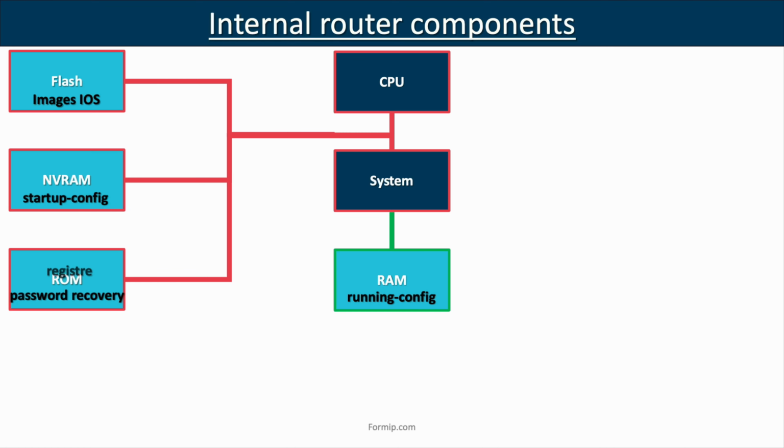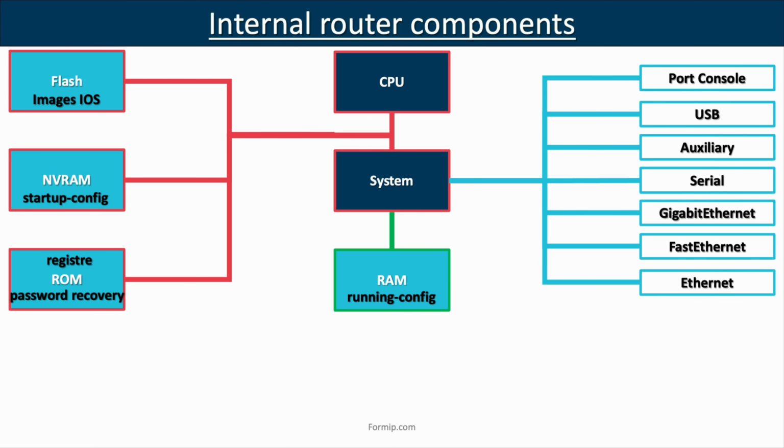To finish on the components of the router, we have the interfaces. These are the physical connections that allow the router to interconnect with the outside world. It can be Ethernet interfaces, fast Ethernet, gigabit Ethernet, or serial interfaces, USB port, or console port. So even though there are several types and models of routers, they all have the same hardware components. The only difference there could be is with their interior layouts.